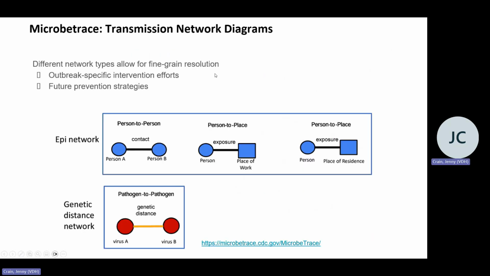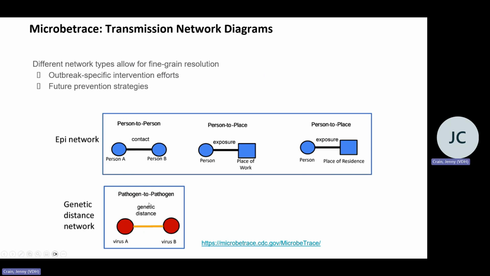And then just to quickly show, it allows you to build transmission network diagrams, and there's a bunch of different representations that it can allow you to display. So you can show person to person, like contact tracing we did during SARS-CoV-2. It can also show epi network in terms of exposures where a person may have been exposed to a certain place, whether that be work or a certain restaurant. And then it can also show person to place. This is another example in terms of the place being their residence. So this could be, for SARS-CoV-2, household transmission within the same household.